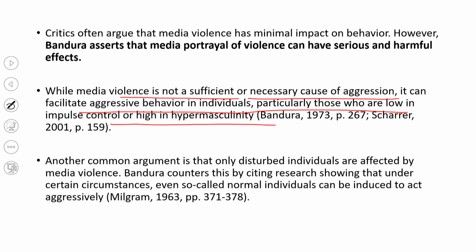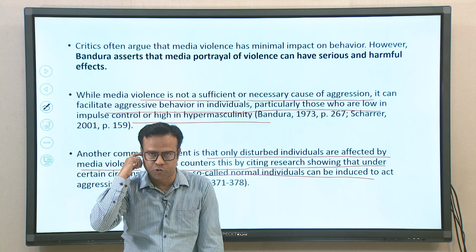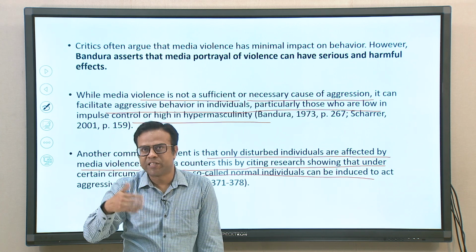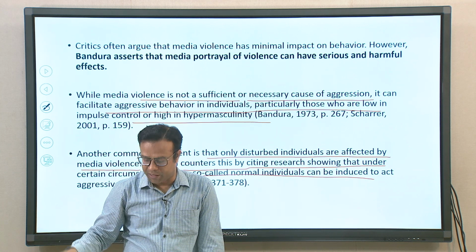Another common argument is that only disturbed individuals are affected by media violence, which is not true. Bandura counters this by citing research showing that under certain circumstances, even so-called normal individuals can be induced to act aggressively. Milgram's experiment in social psychology, which we will talk about in a coming module, shows that even very normal, healthy adults, just by being given some instruction, are able to harm other individuals. Experimentally it was shown. So, it is not that only certain individuals will get influenced, with certain individuals getting more influenced, but everybody can get influenced by that.